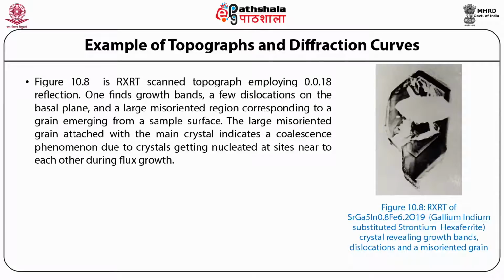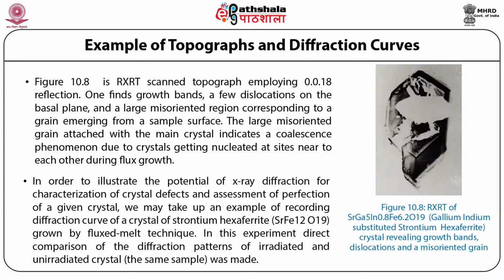the 0 0 18 reflection. One finds growth bands, a few dislocations on the basal plane, and a large misoriented region corresponding to a grain emerging from the sample surface. The large misoriented grain attached to the main crystal indicates a coalescence phenomenon due to crystals getting nucleated at sites near to each other during flux growth.